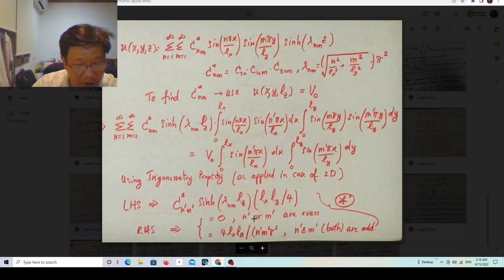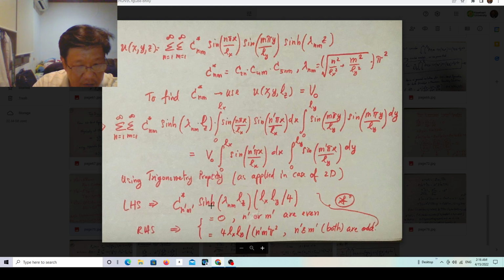Not both, but either one of them. If one of them is even, even if the other one is odd, it's always zero because it's in multiplication form. But when both of them are odd, you get this. You get 4 times L sub x times L sub y, divided by n pi times m pi times pi squared. This should have a close bracket down here.